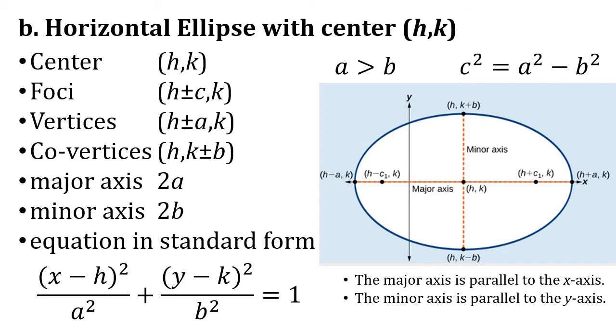So there will be cases that the major or the minor axis could be in the x and y axis respectively if h or k are 0. But if h and k are not both 0, definitely, if you graph the ellipse, the major axis will be parallel to the x-axis and the minor axis is parallel to the y-axis. Okay?